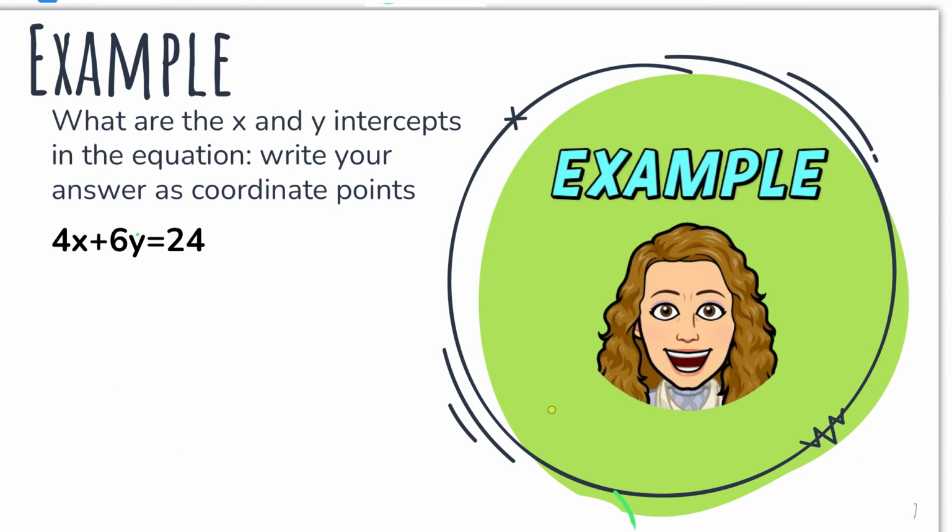So here's one to try. What are the x and y intercepts in the equation? Write your answer as a coordinate point. So I want you to try this on your own, and then we'll go over it.